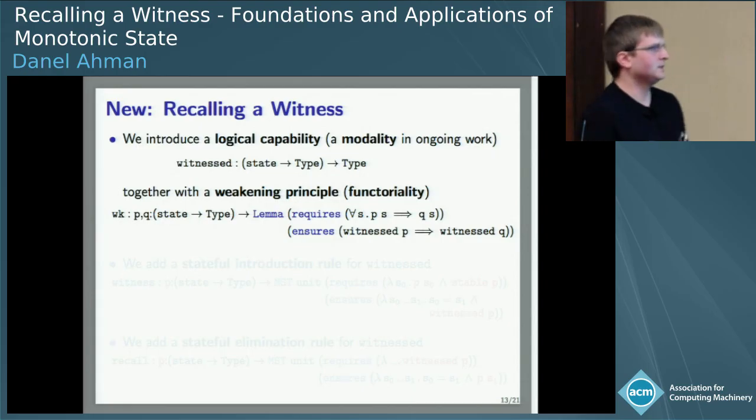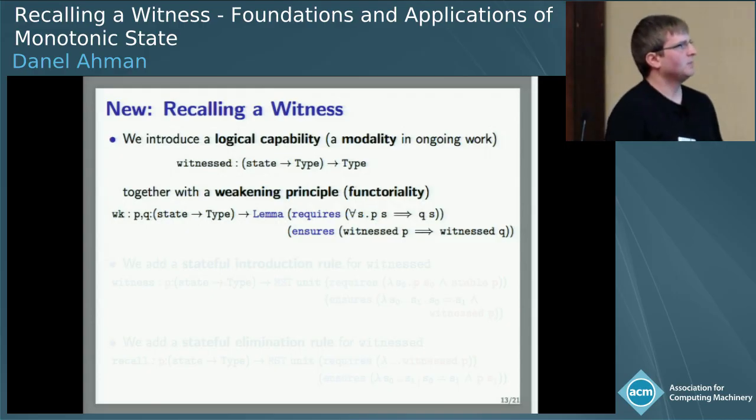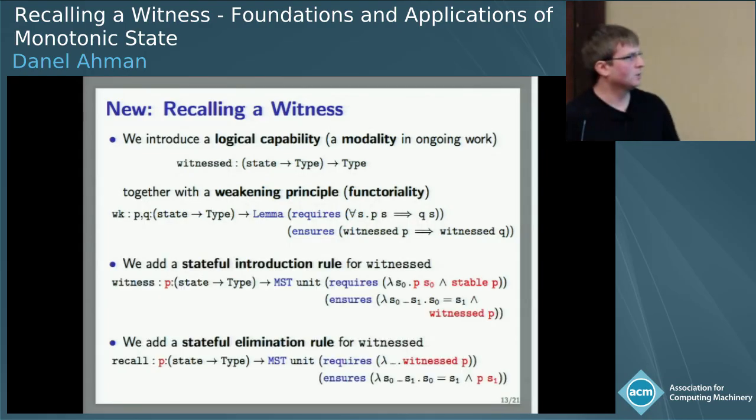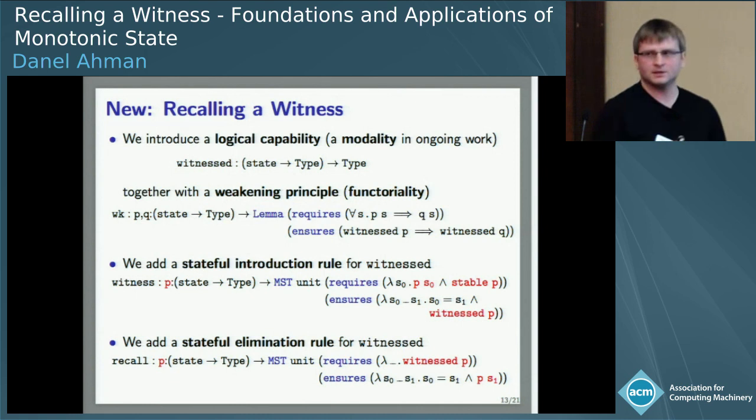In addition, we add to this picture an introduction rule and an elimination rule for this witness, but we can't do it directly in the logic of pre and post conditions, so we have to add these stateful operations. So we have 2 operations, witness and recall. The first one, think of it as an introduction rule, takes a predicate, and if it holds now and if it's stable, it gives us the knowledge that witnessed P is true. And recall: if we know that we have witnessed P at some point, then P will be true now.